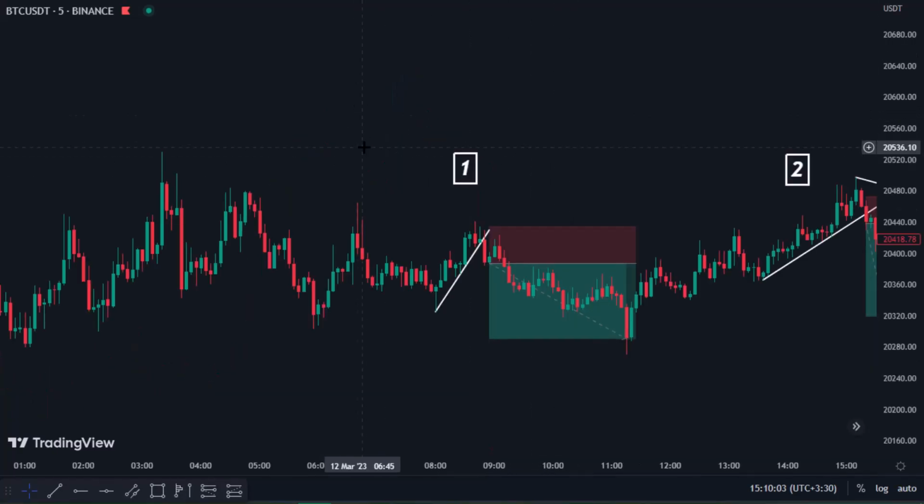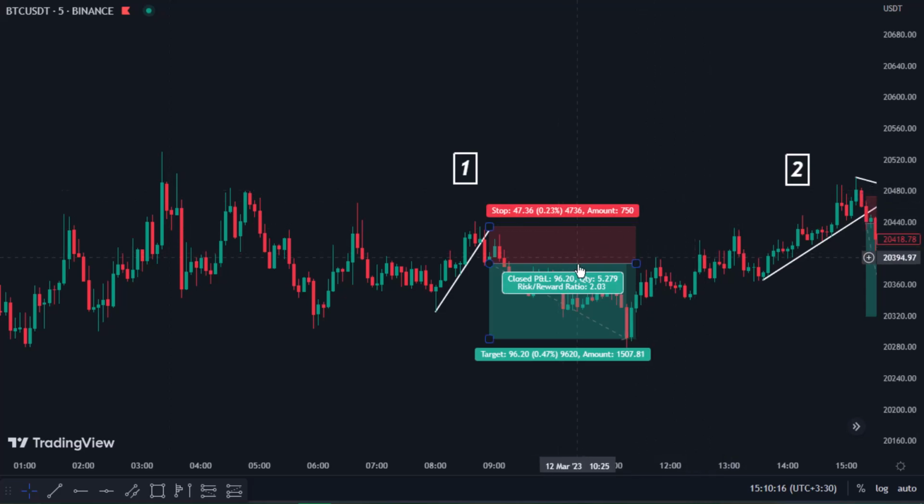Welcome back traders. Here we are on the Bitcoin chart, 5-minute time frame, 12th of March 2023. Then we're gonna see the 6 positions I made and see how I make them and see the patterns and learn from them.